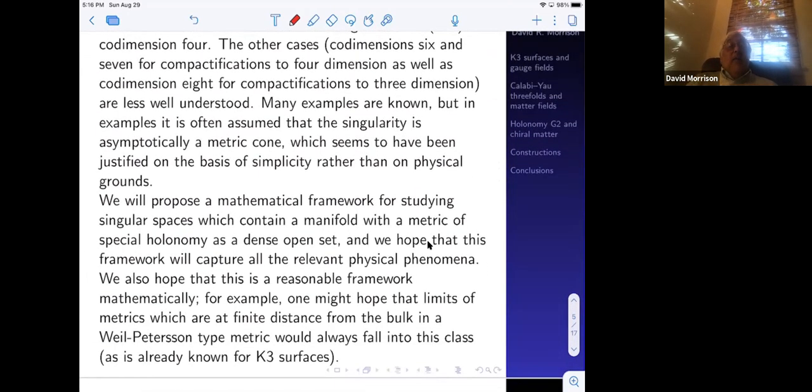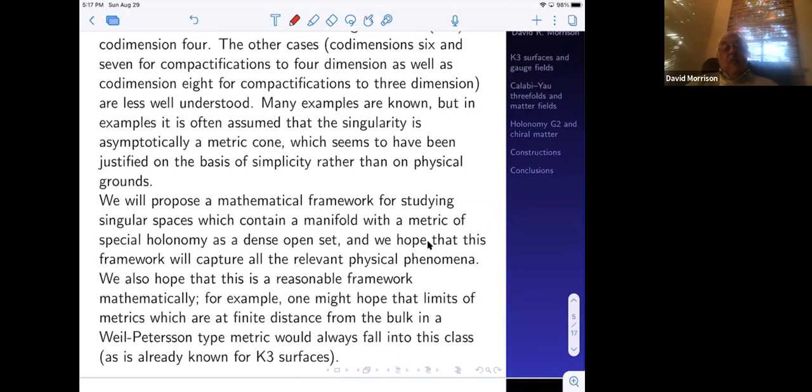What I'm going to do in this talk is propose a mathematical framework. Actually, it happens pretty soon in the talk, for studying singular spaces which have as an open subset a manifold with a metric of special holonomy. So the framework that I've set up hopefully captures all the relevant physical phenomena that we need for understanding the effective theories in 3+1 dimensions. And we also hope it's a reasonable framework mathematically.